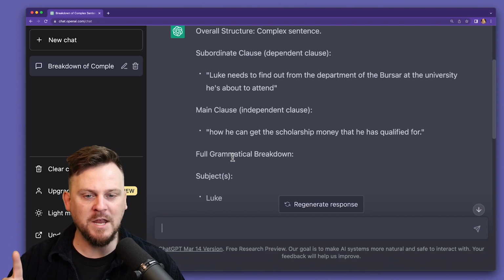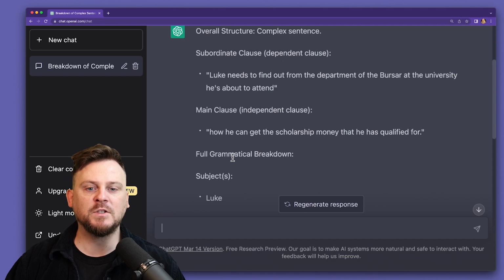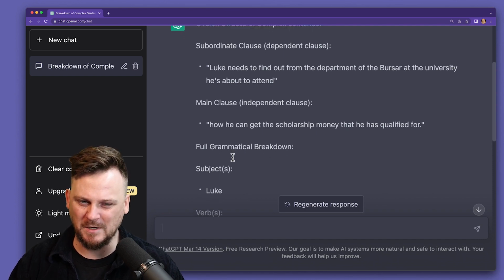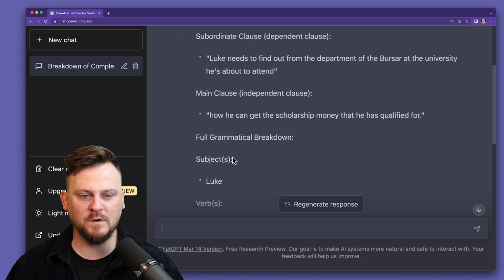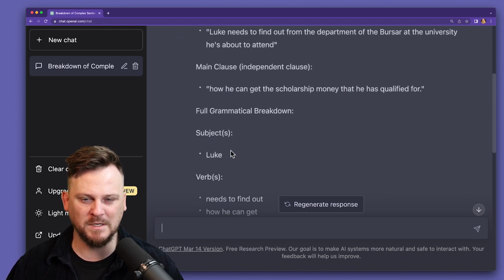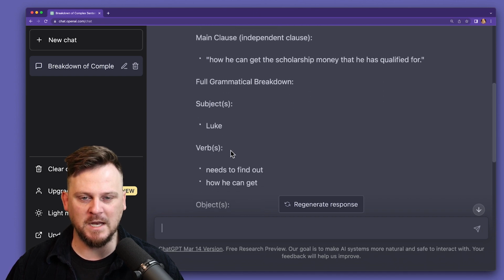How he can get the scholarship money that he has qualified for. So if we make a change there, it could be an independent clause, but I'm not quite sure if that would be quite independent. But all right, let's see what else we get here.